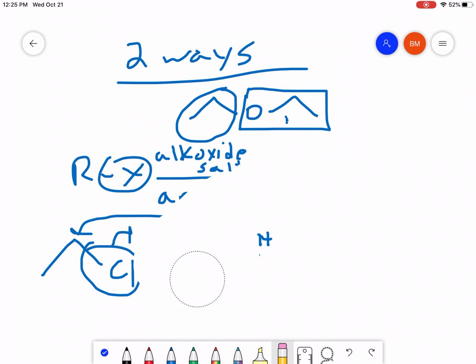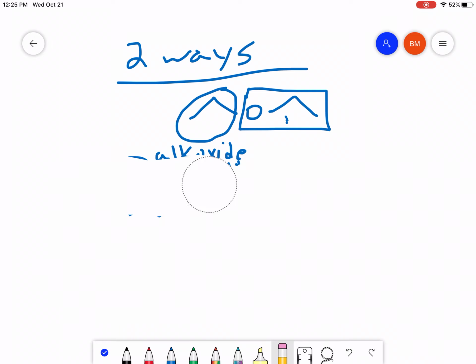Okay, so that's one way that we can go about this, by using an alkoxide salt. There is another way that you can go about it. Basically, it follows the same principle, except for the fact that you're kind of creating the alkoxide ion yourself, instead of having it sort of self-generate from dissolving a salt.